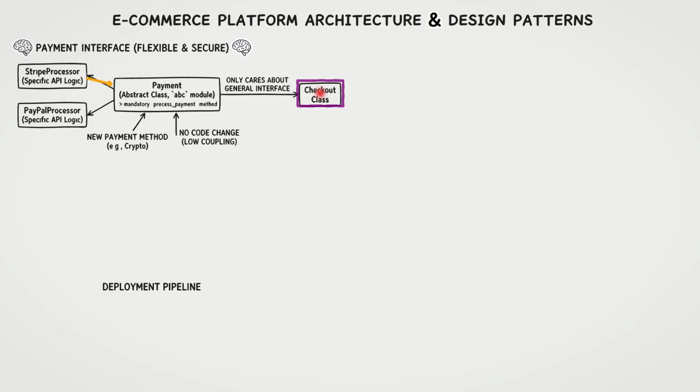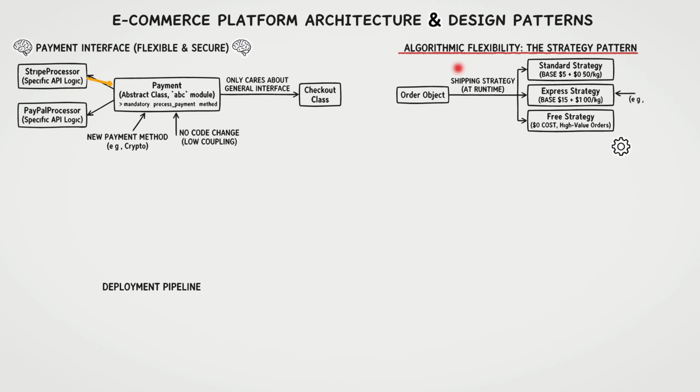Now, some business rules change frequently, like shipping costs. Using massive if-else statements for every possible shipping scenario creates messy, hard-to-maintain code. Instead, we use the strategy pattern. Here, the order object is given a shipping strategy at runtime.